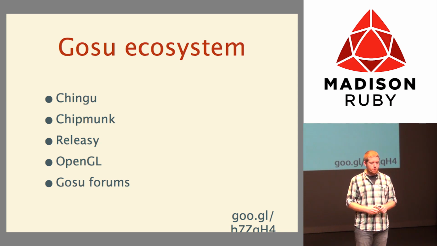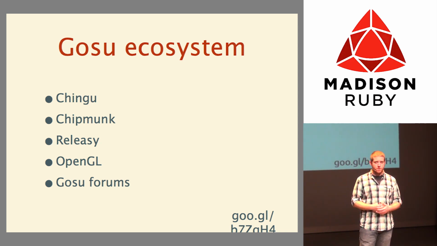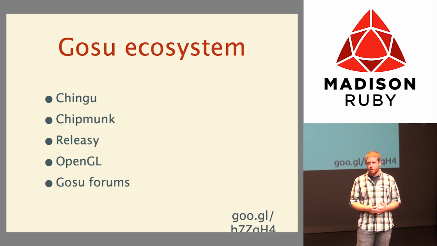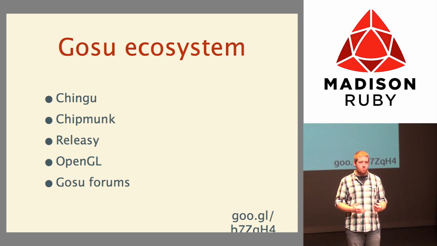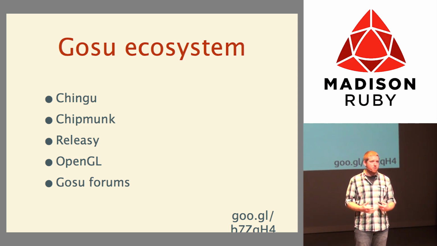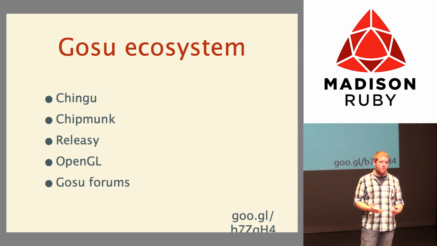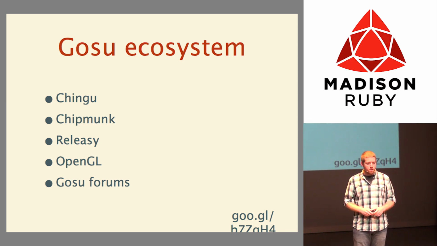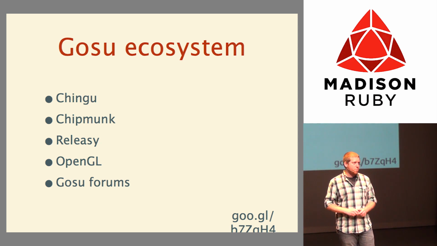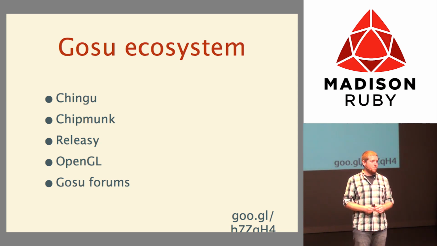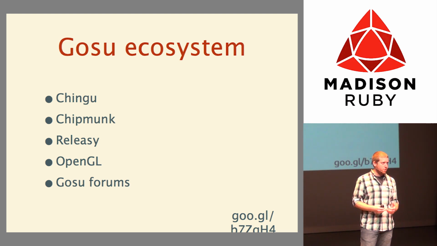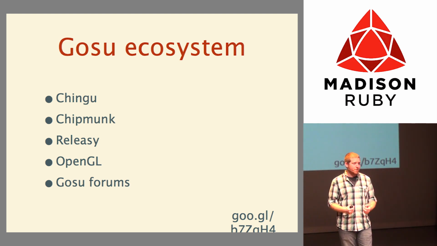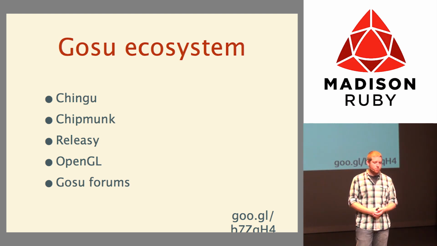Chingu is sort of an abstraction on top of Gosu that gives you a bunch of common behavior you probably want in most of your games, like mapping player input to method calls, or having menus, or drawing rectangles, things like that. Chipmunk is a 2D physics library. So the physics in Pong is pretty simple, but if you want to build something like Angry Birds or Scorched Earth, you'd be pulling your hair out trying to get all that math right. So each of those would be just a couple lines of Chipmunk code.